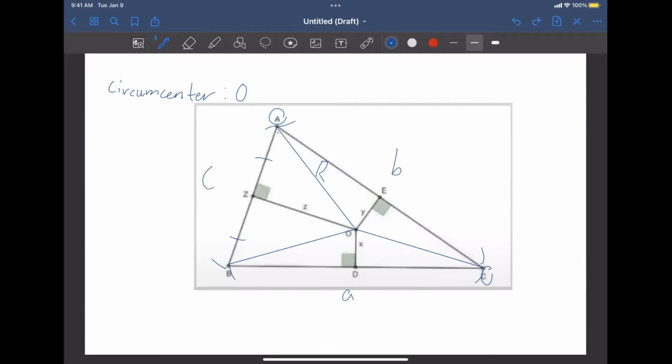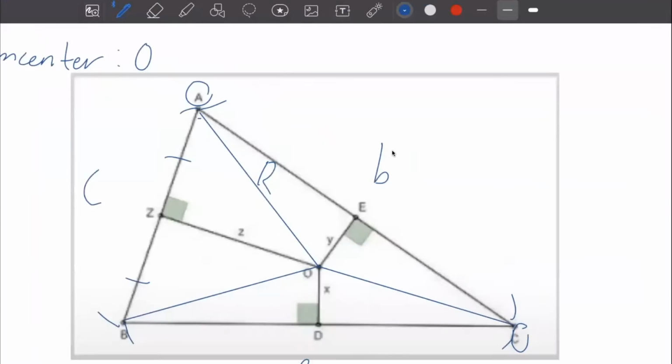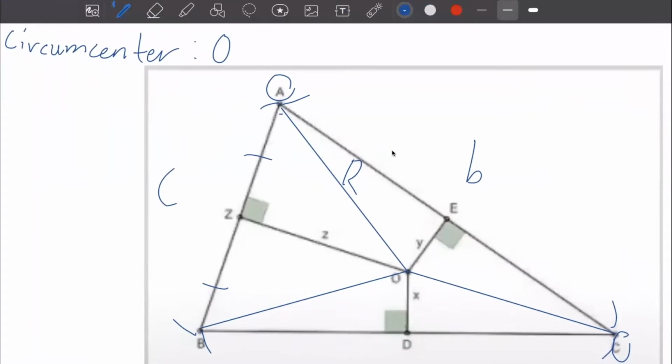Now let's get started. We're also going to connect the midpoints found by these perpendicular bisectors, which is here. This segment will be a over 2. This segment will be b over 2. And this segment will be c over 2.